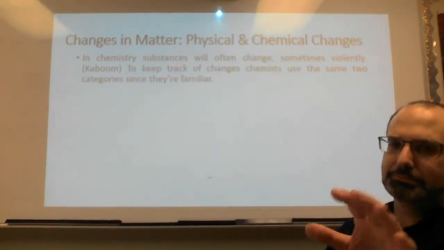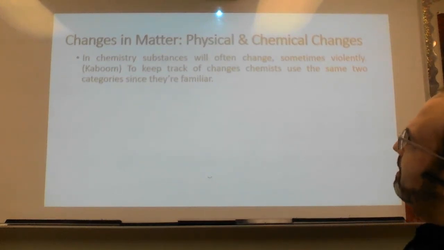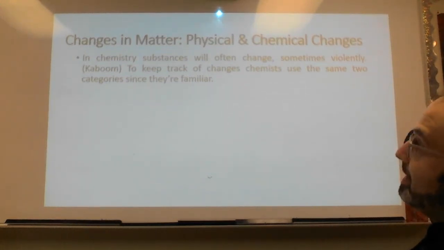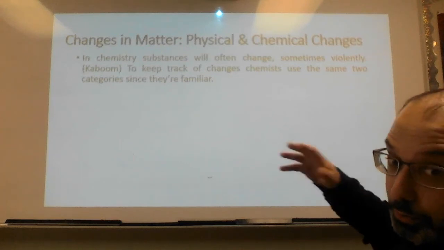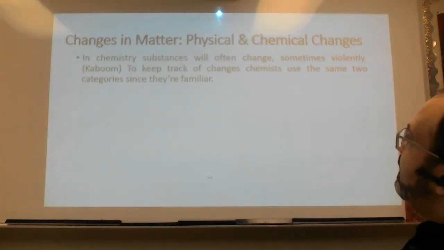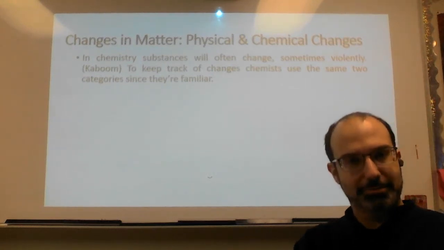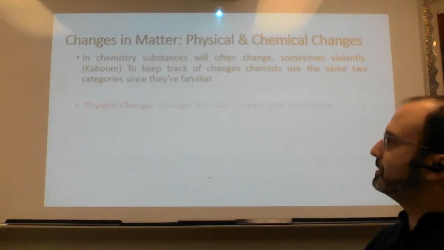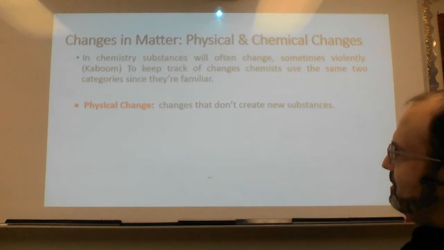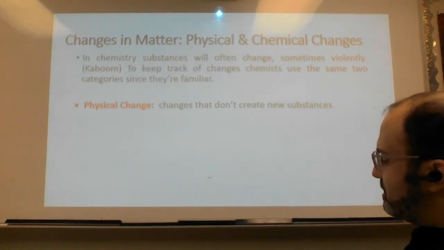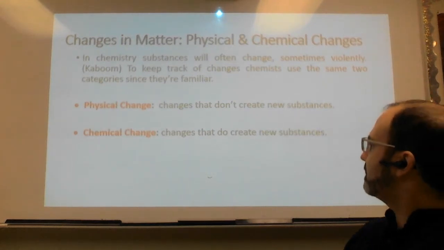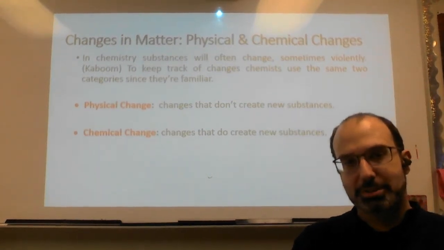All right, but we're going to get a little more complicated, right? So in chemistry, a substance will often change, sometimes violently, aka we get a kaboom. To keep track of the changes, chemists use the same two categories since they're familiar. What do I mean by that? Well, take a look. A physical change is a change that doesn't create new substances. Chemical changes are changes that do create new substances.